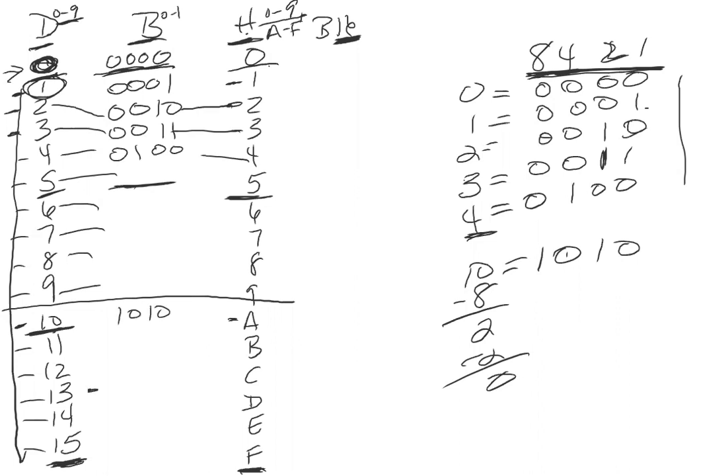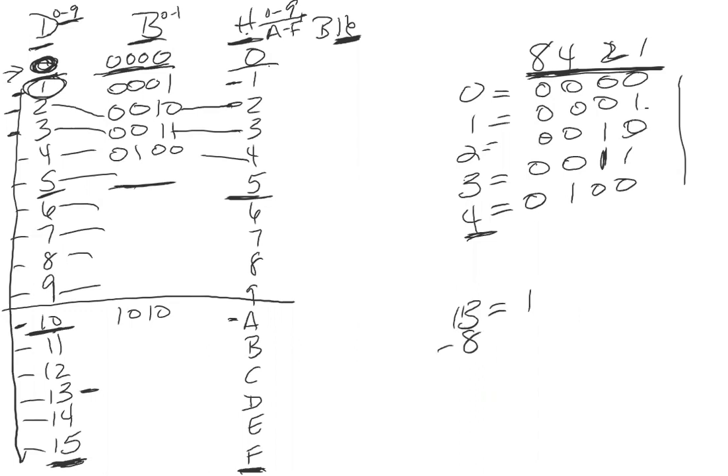Okay, let's do 13 now. We can subtract 8. So what is 13 minus 8? That would be 5. Can you subtract 4? Yes, you can. So we'll put another 1. That ends up with 1. Then you can't subtract 2, so we put a 0 here. You can subtract 1, so you put a 1 there. You subtract the 1, and now we have 0. So 13 is 1, 1, 0, 1.